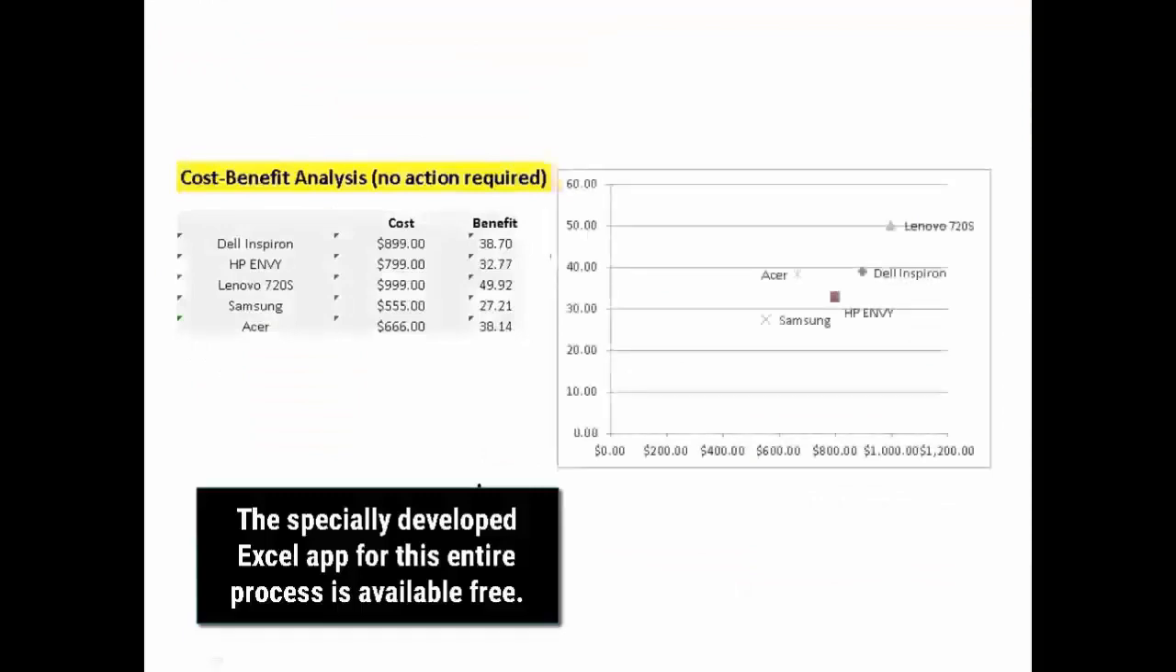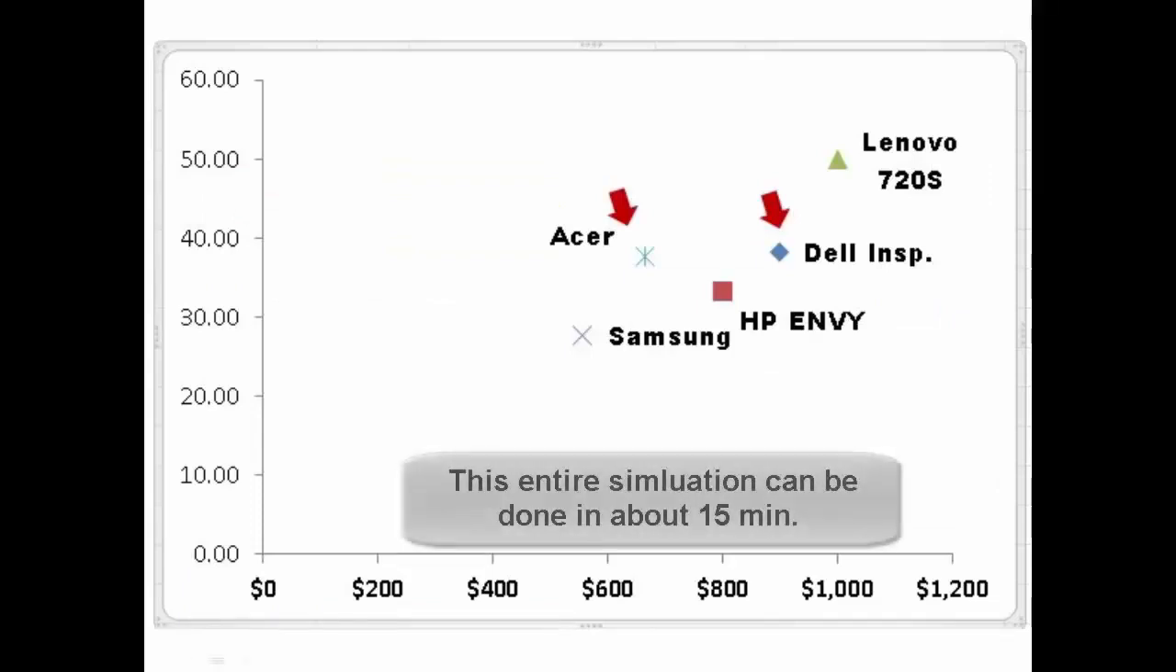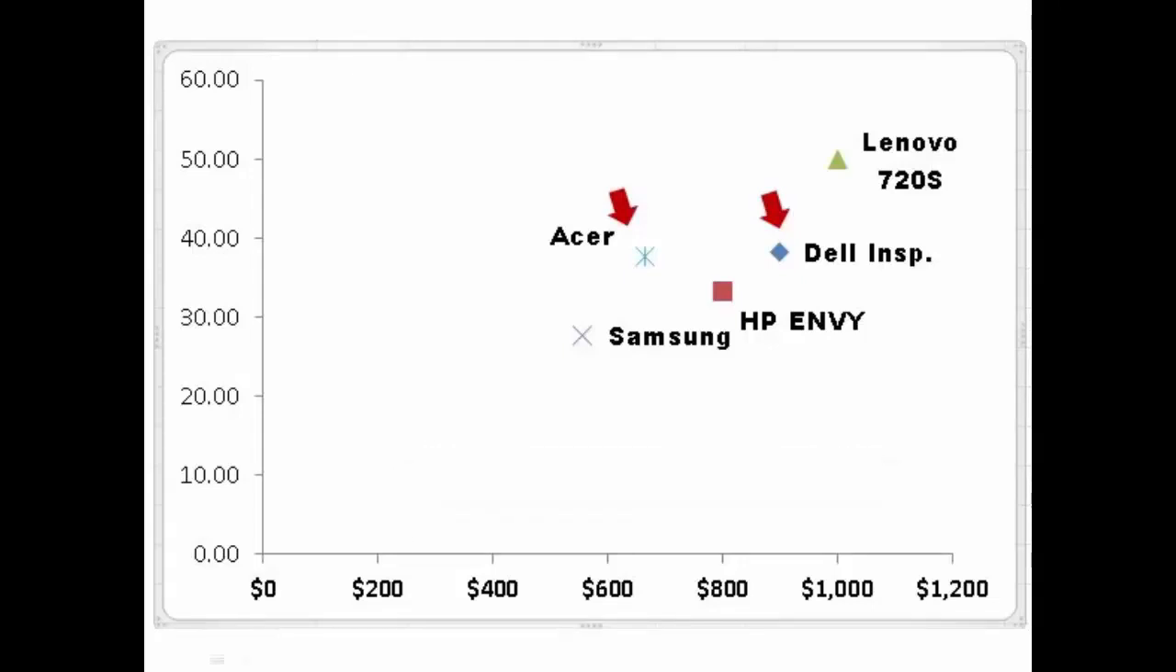This happens automatically within our software. As you can see, the Acer and the Dell are comparable in terms of benefits. Yet, the Acer is significantly cheaper. So it is up to the individual to decide whether to go for the Acer or for the Dell Inspiron.